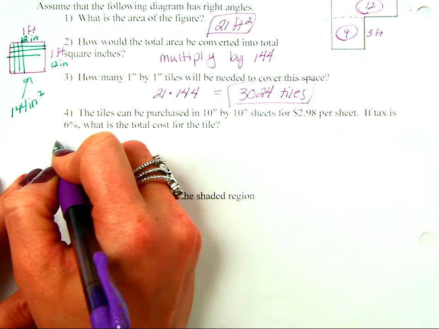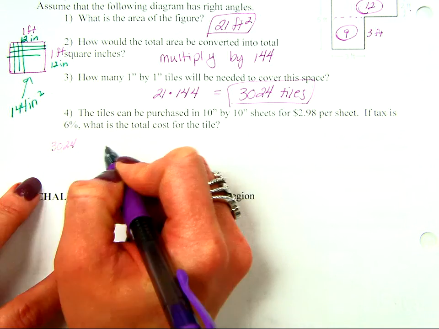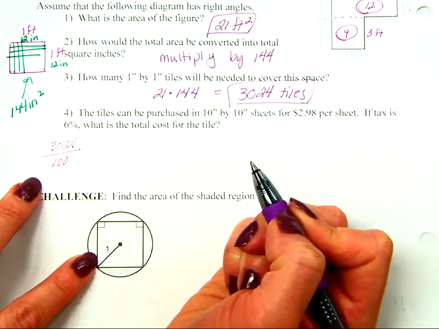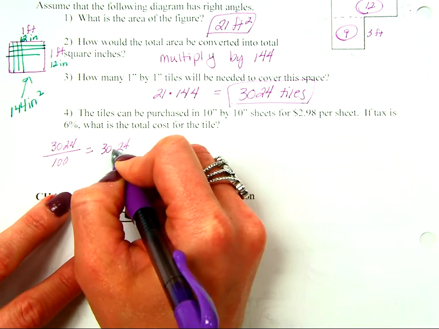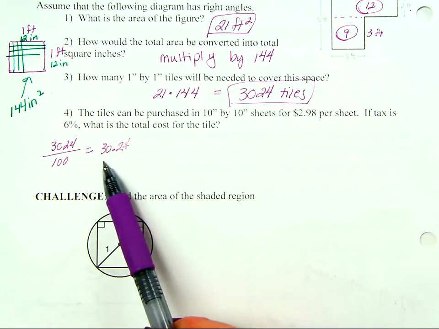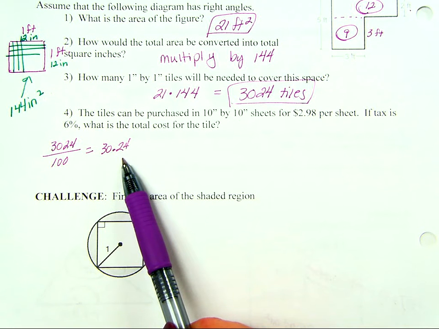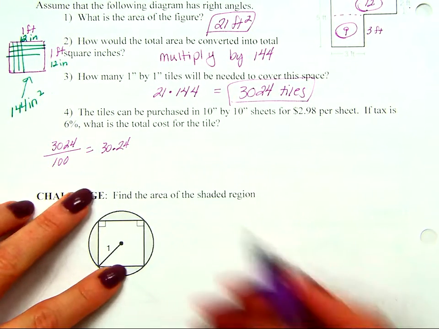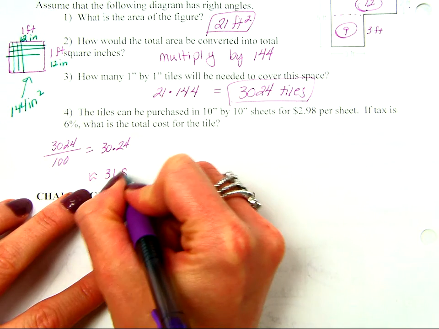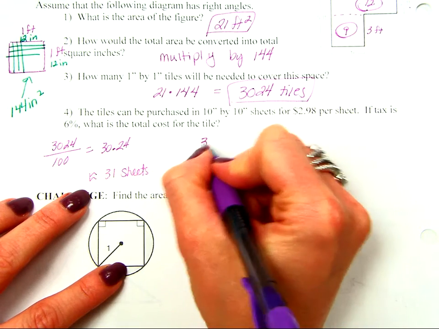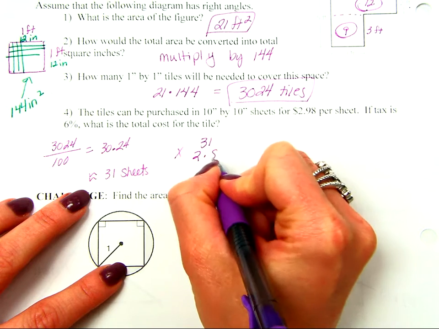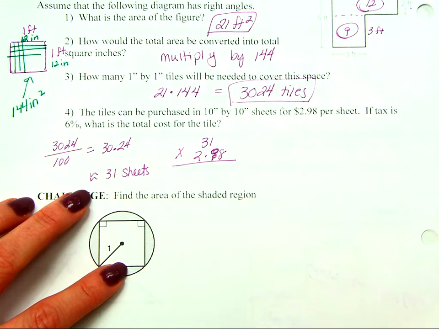So we know that if we need 3,024 tiles and each sheet has 100, when we divide that, you swing your decimal over 2 places. Again, assuming we're not making a bunch of mistakes, we'd need 30.24 sheets. Now, can you buy 30.24 sheets? No. So we know that we'd actually need about 31 sheets of tile. Now, how much is it going to cost me? Well, our 31 sheets of tile are $2.98 per sheet. So I'll go ahead and multiply that.